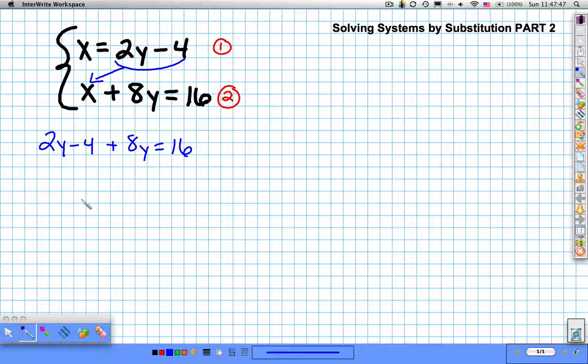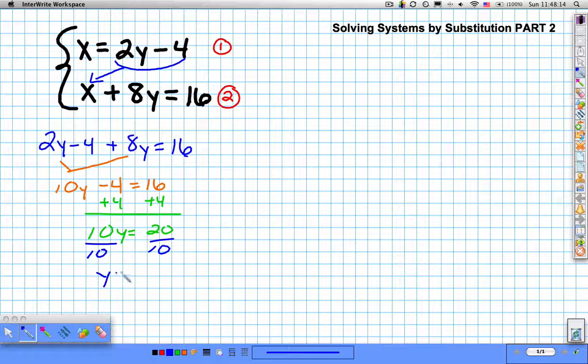Now, as before, we solve. In this case, we're going to solve for y to figure out what y is. So I'm going to combine my like terms right here. So I get 10y minus 4 equals 16. I'm going to use my inverse operations. So I get 10y equals 20. Again, use more inverse operations, so I get y equal to 2. Well, I now have my y value.